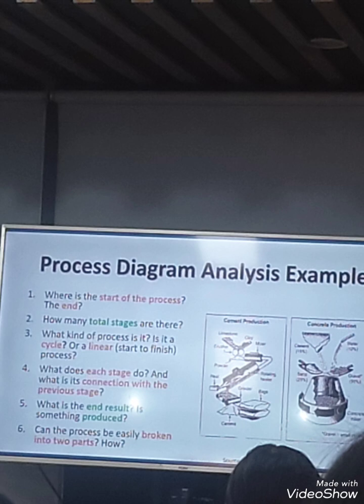Now, how about number 2? How many total stages are in there? Not the categories. This is a category. First category, you have cement production, and the second category is the concrete production. Okay, so we have 2 categories.